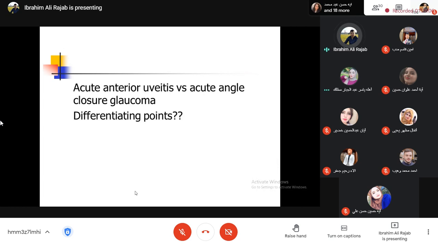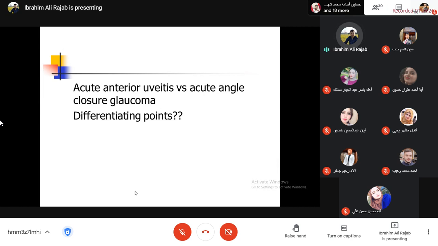We see the intraocular pressure. In acute angle closure glaucoma, the IOP is severely elevated. In anterior uveitis, it is usually normal or low, but sometimes may be elevated.